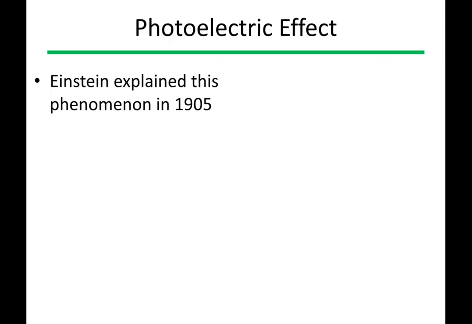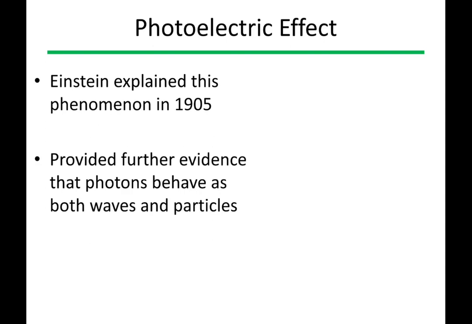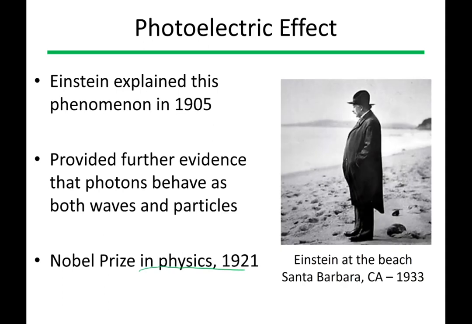So Einstein explained this photoelectric effect in 1905. And again, this provided further evidence that photons behave both as waves and particles. And this is part of why he won the Nobel Prize in Physics in 1921. This picture here of Einstein on the beach was actually taken here in Santa Barbara, California, about 10 years after he won his Nobel Prize.